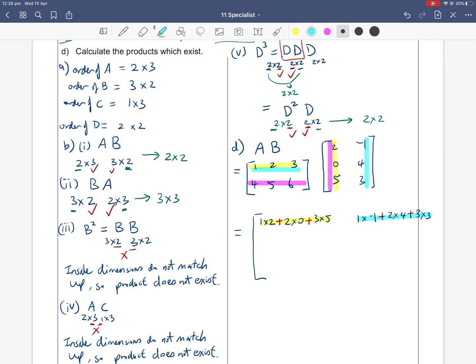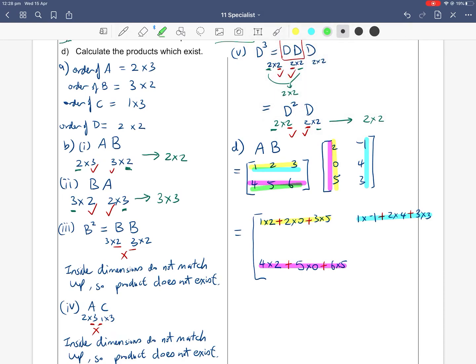So row 2, column 1 gives us 4 by 2, because that's the first elements, plus the second elements, 5 by 0, plus 6 by 5. So we have 4 by 2, the first elements, then we add the second elements 5 by 0, then we add the next element 6 by 5, and that entry, because we're in row 2, column 1, is the row 2, column 1 entry of our resulting matrix.